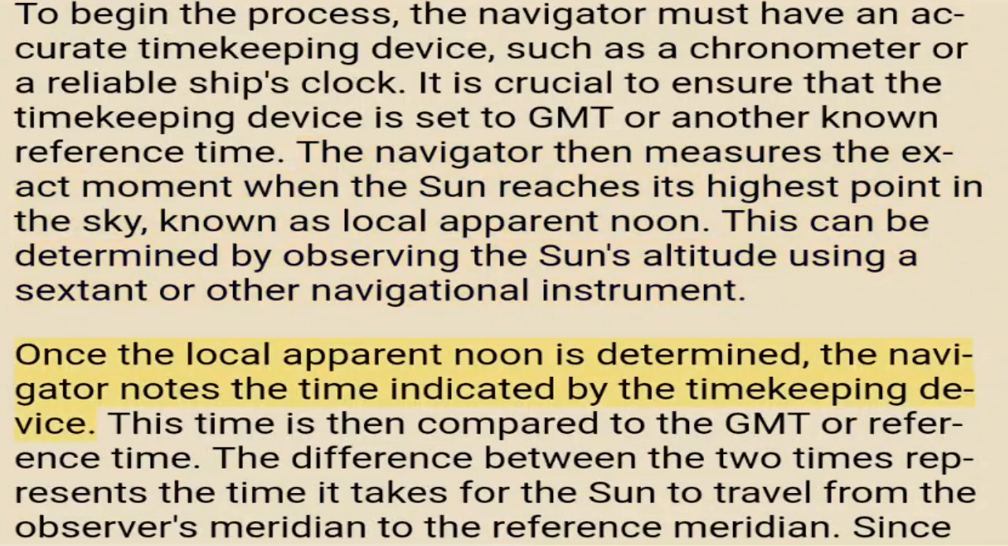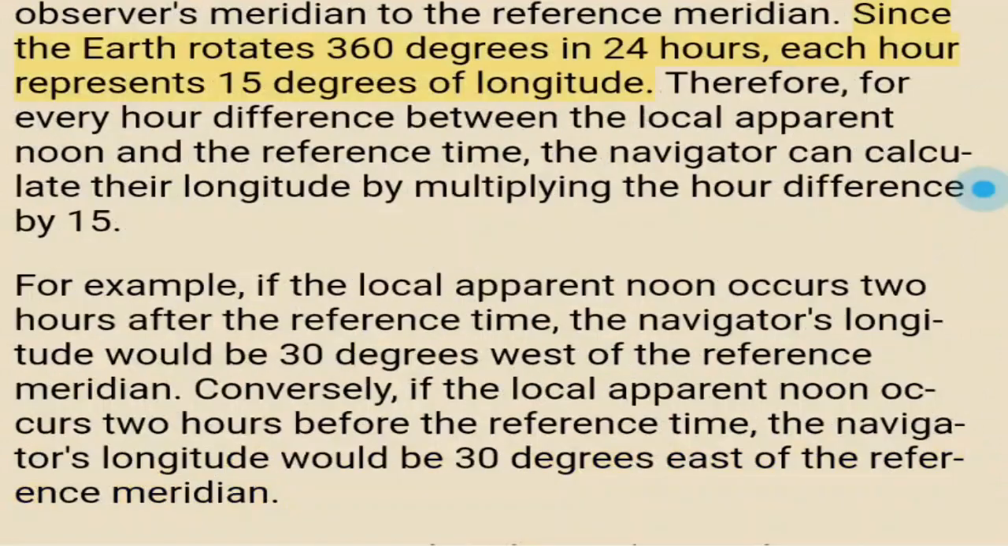Once the local apparent noon is determined, the navigator notes the time indicated by the timekeeping device. This time is then compared to the GMT or reference time. The difference between the two times represents the time it takes for the sun to travel from the observer's meridian to the reference meridian. Since the Earth rotates 360 degrees in 24 hours, each hour represents 15 degrees of longitude. Therefore, for every hour difference between the local apparent noon and the reference time, the navigator can calculate their longitude by multiplying the hour difference by 15.